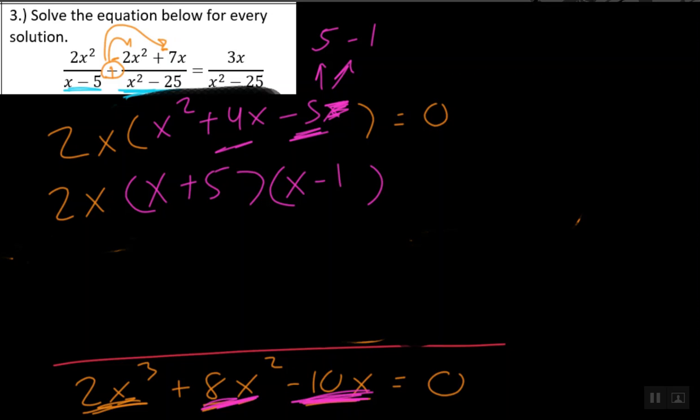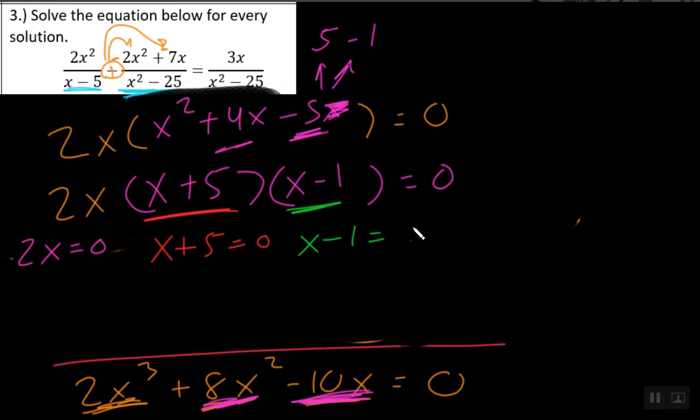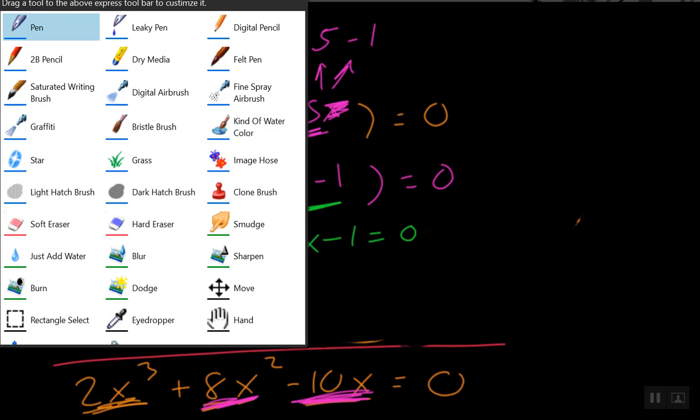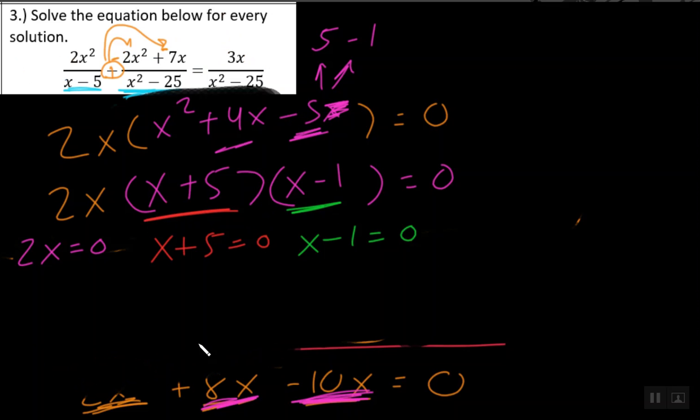Now here's what we want to do from here. We want to say, okay, in order to solve this, the whole function is set equal to 0. I want to set each of these equal to 0. So let's see, we can do 2x equals 0. Here I'll use different colors so you can see the difference. I'll do x plus 5 equals 0. And I'll do x minus 1 equals 0. At this point, I can kind of erase this problem down here.